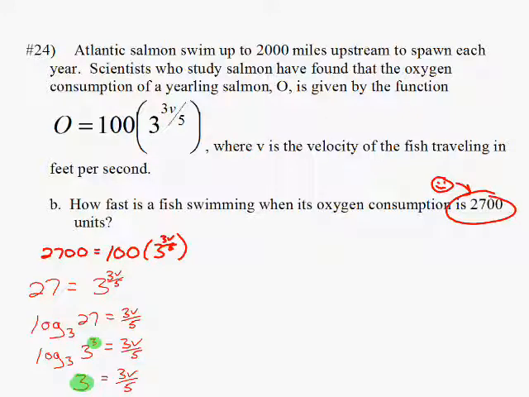We no longer have any exponents or logarithms, so to solve this equation, multiply both sides by 5, then divide by 3, and you'll find that the fish are swimming 5 feet per second.